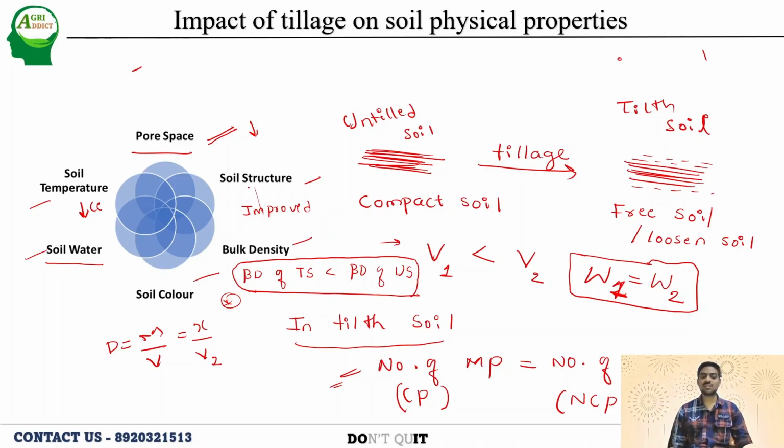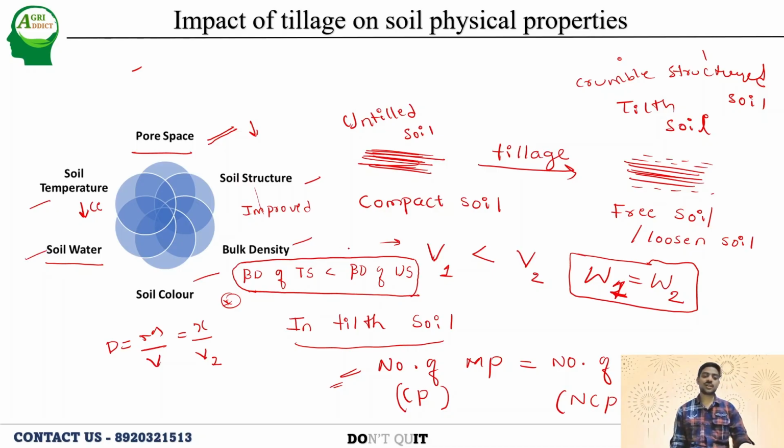Soil structure we have already studied. See the structure from the compact soil to the tilled soil: it is somewhat free, loosened soil, with a crumb-like structure. Initially, larger clods will be formed, I agree, but subsequently the disintegration of the clods takes place because of the summer showers, and thereby a crumb structure of the soil is formed, which is suitable for seedbed preparation. Now we are done with soil structure and bulk density.